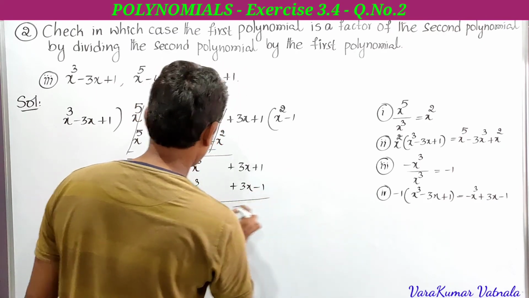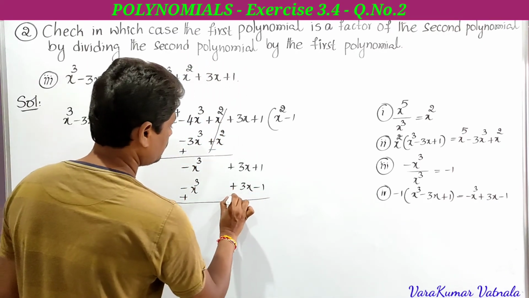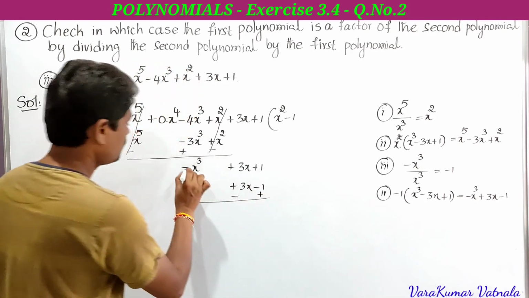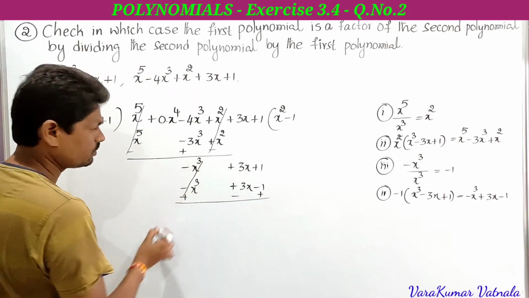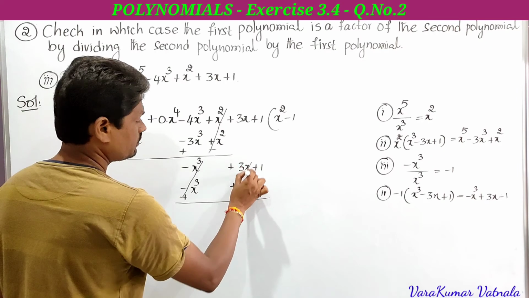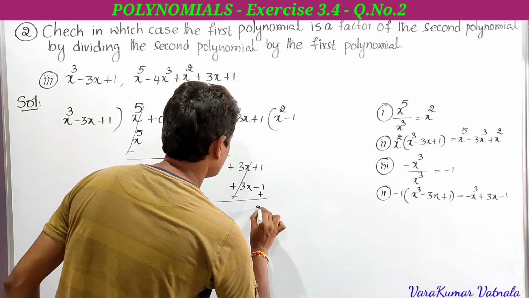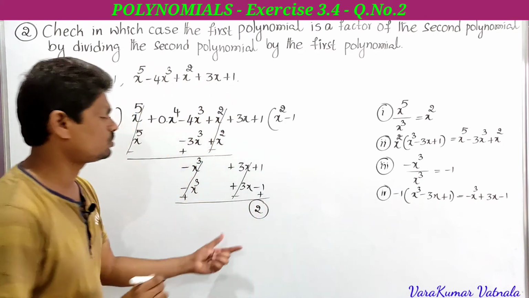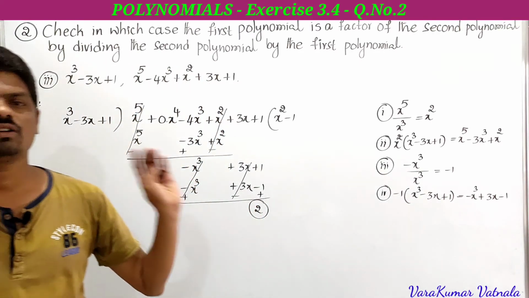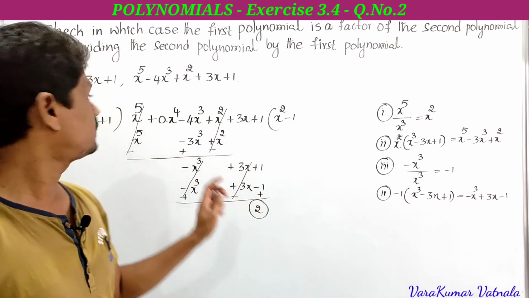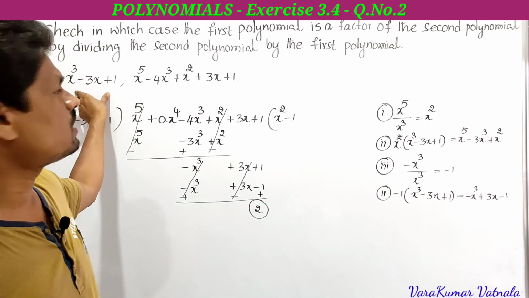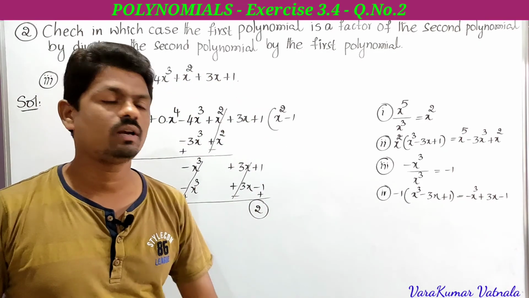Now I have to subtract. It becomes plus, it becomes minus, it becomes plus. So minus x cube plus x cube gets cancelled. Plus 3x minus 3x gets cancelled. But here 1 plus 1 is 2. So we have remainder 2. Since the remainder is not equal to 0, the first polynomial is not a factor of the second polynomial.